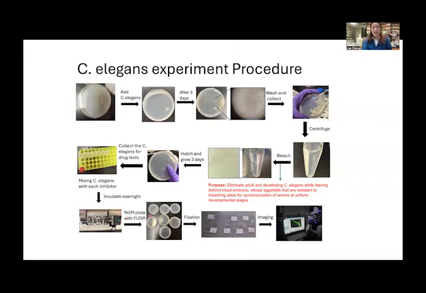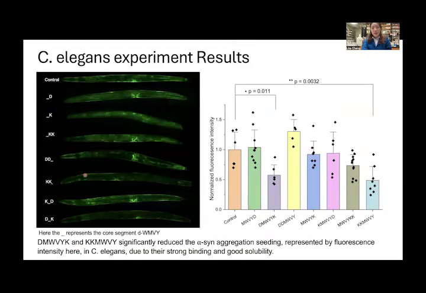After that, I fixed the worms onto a microscope slide and used fluorescence microscopy to visualize alpha-synuclein aggregation via FRET. Here are the pictures I took. In front of each, the inhibitor it is treated with is labeled. The graph shows that DMWVYK and KKMWVY significantly reduced alpha-synuclein aggregation seeding, with p-values of 0.011 and 0.0032.